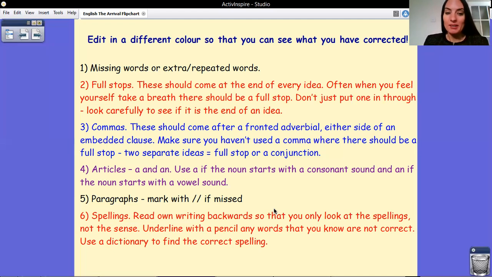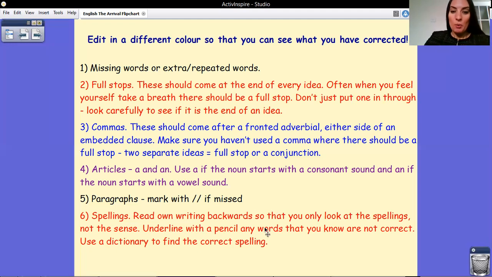Now the last bit of our basics is spellings. Now we know from when we edit in school, we read our own writing backwards, so you look at just the spellings, not the sense of the writing. So you underline any words that you know are not correct, with a pencil or a pen, whichever you're editing in, and then you come back and correct them with a dictionary, or with an adult to help you, you could always Google it. If you're Googling for spelling, make sure you write define or definition at the front, and that will usually take you to just a definition of that word. And please make sure when you're Googling, you do have an adult with you.